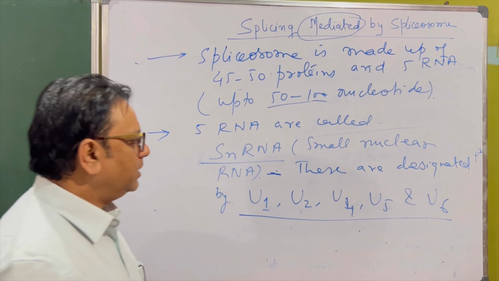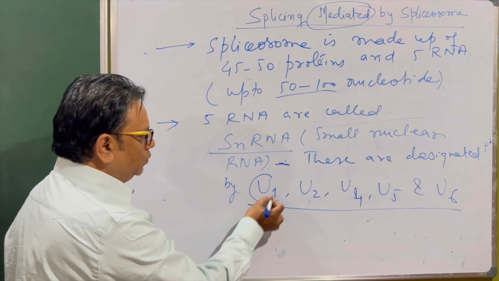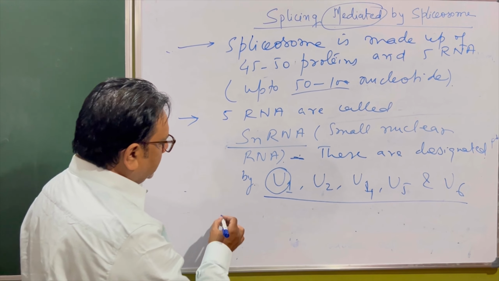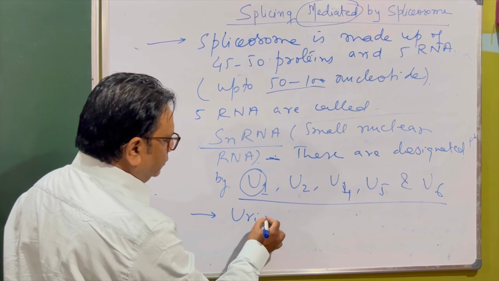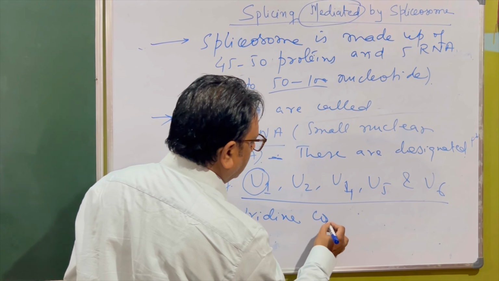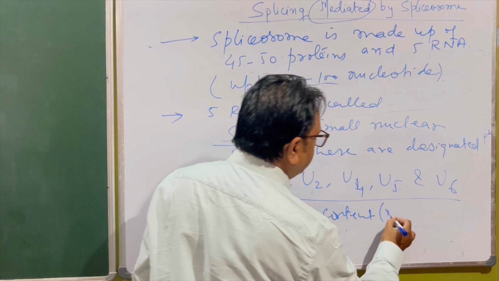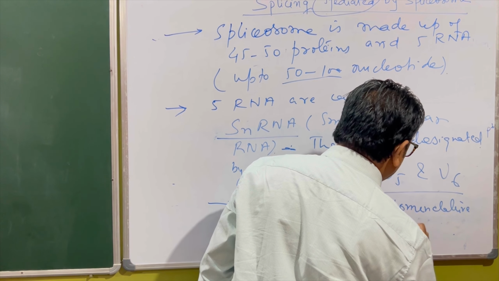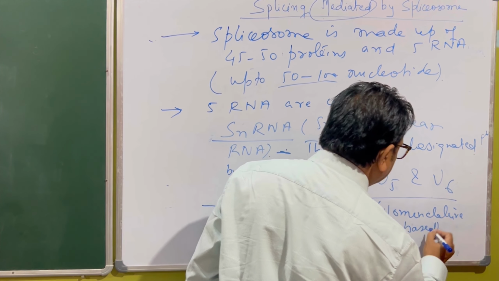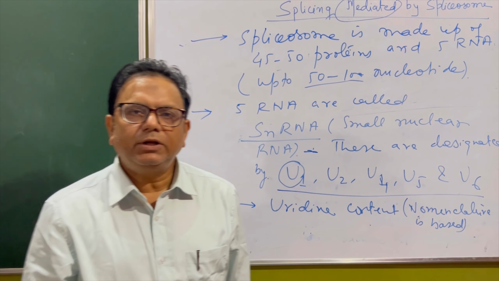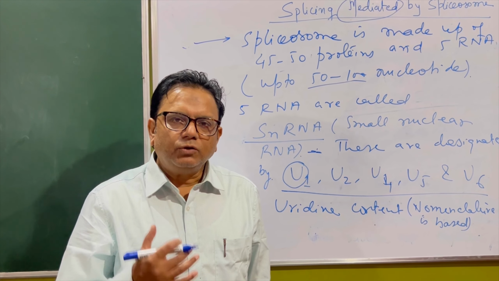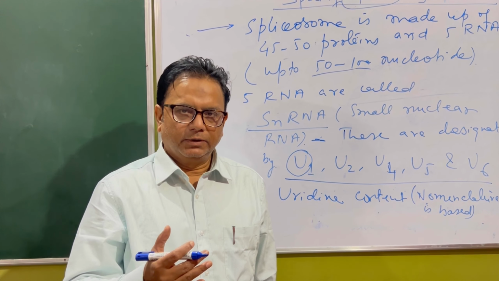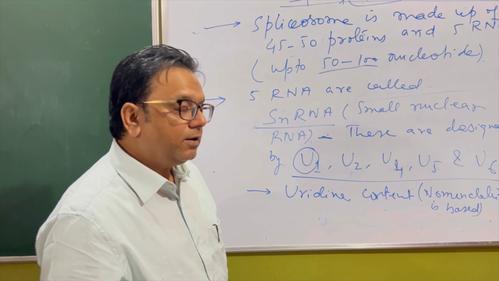And as a student of biochemistry, you know when you are talking, you are talking either uracil or uridine. So this nomenclature is based on uridine content. And when you talk uridine, obviously you are talking uracil and its ribose, a combination of uracil and ribose.